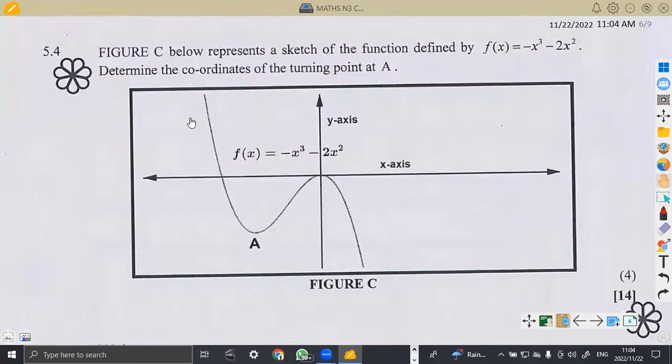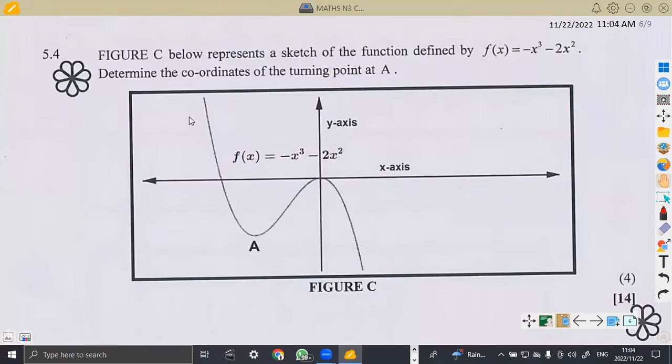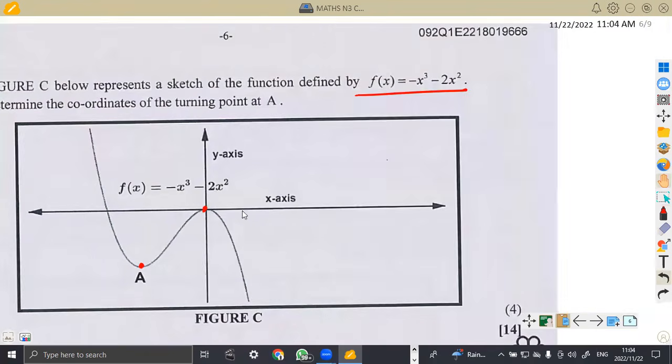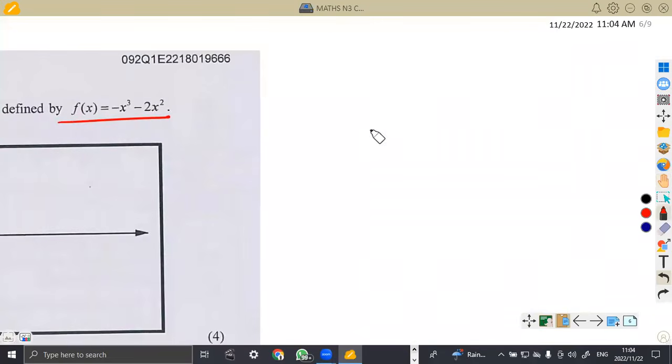Move on to the other part of the question, which is 5.4. We are given a graph, a function, a sketch. Determine the coordinates of the turning point A. Take note, we've got two turning points. We've got this turning point and also another turning point. Same concept of turning points. Remember, the first derivative should be equal to 0, just like what we did from the previous question. So this was f of x equal to minus x cubed minus 2x squared. So we know that at any turning point, it must be equal to 0.